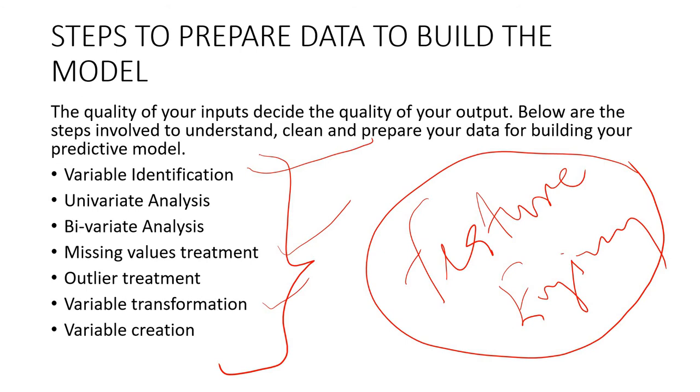You need to understand that the quality of your inputs decides the quality of your output. Below are the steps involved to understand, clean and prepare your data for building your predictive model or machine learning model. The first step is variable identification. The next steps are univariate analysis, bivariate analysis, missing values treatment, outlier treatment, variable transformation, and variable creation. All those steps will be covered in the coming videos. This is the first step, variable identification, and here we are going to discuss it.